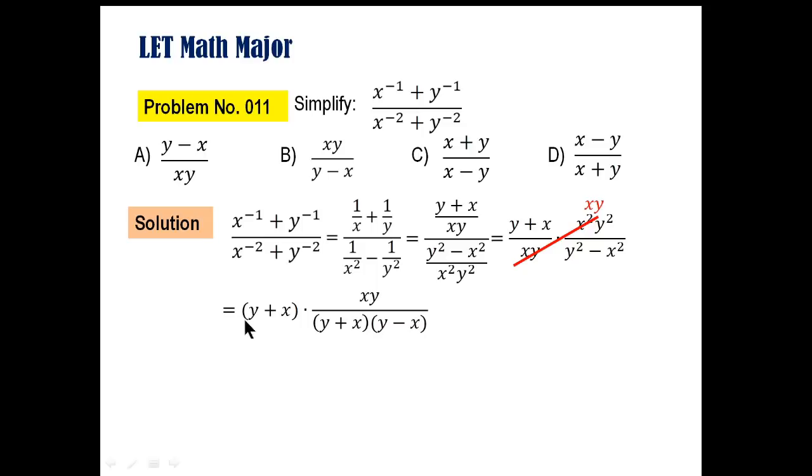Next, quantity y plus x times xy, this is xy, over y squared minus x squared. You need to factor this out. So the factors are y plus x times y minus x, because this is the difference of two squares. And after that, you have to cancel y plus x, y plus x. So the final answer would be xy over y minus x. Alright, so the correct answer is letter B.